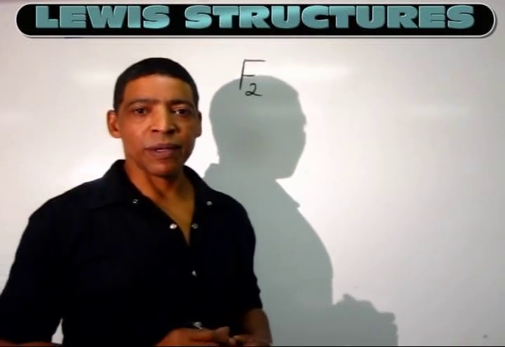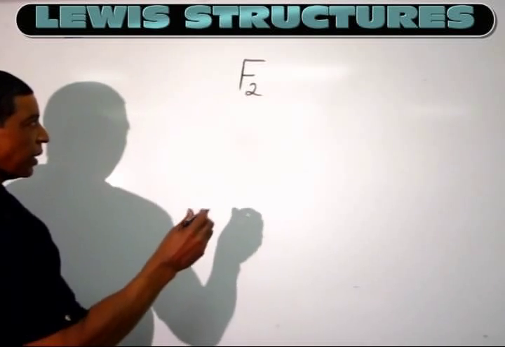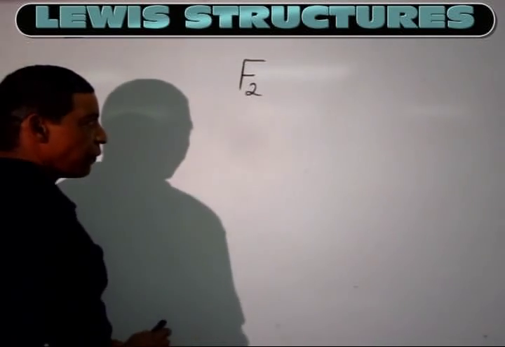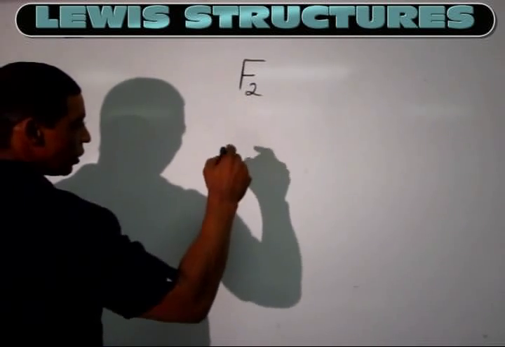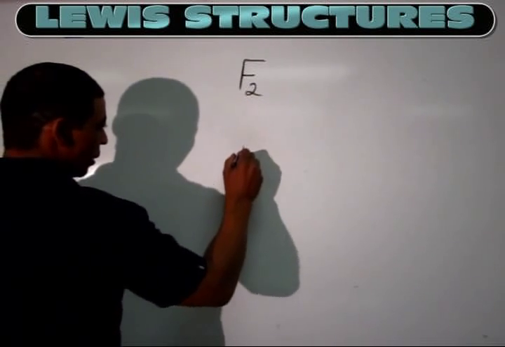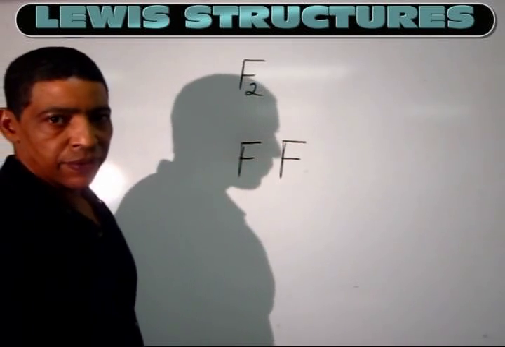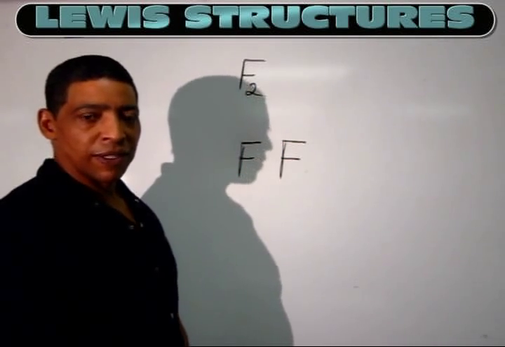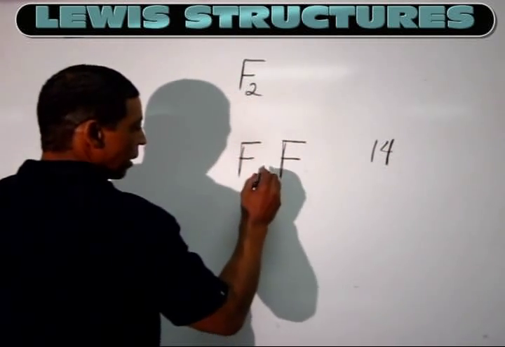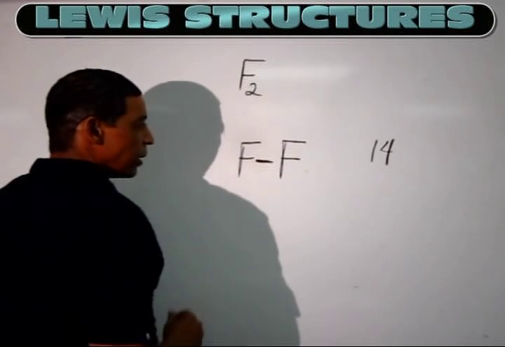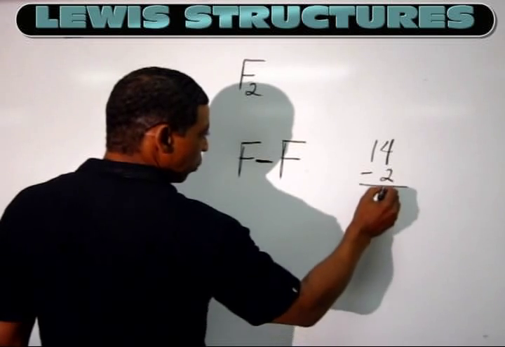For diatomic molecules, the same process may be utilized. In this case, we have the fluorine diatomic molecule. To write the Lewis structure for this molecule, simply write 2 Fs, where each F possesses 7 valence electrons for a total of 14. Connecting the Fs via a covalent bond will consume 2 electrons, which leaves 12.